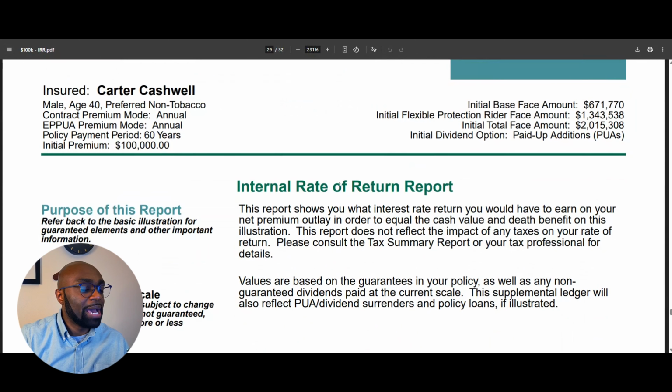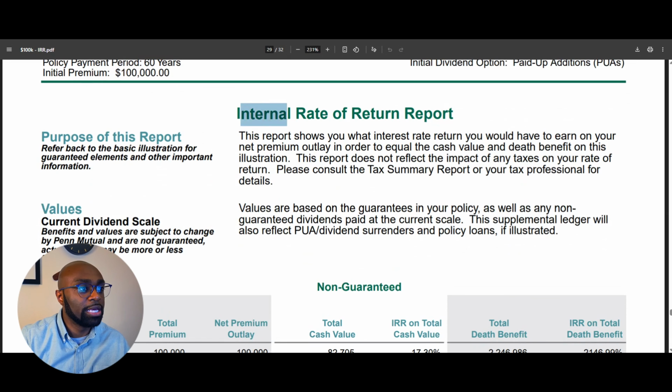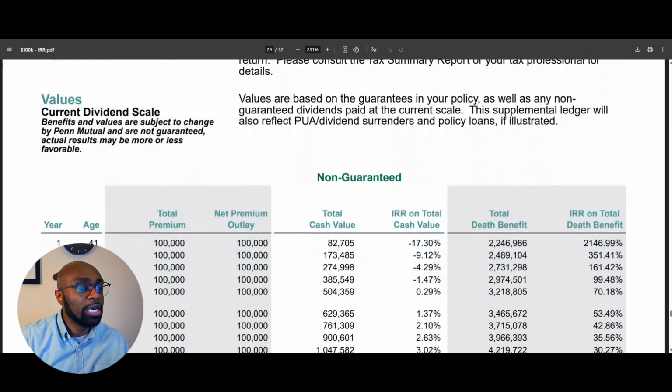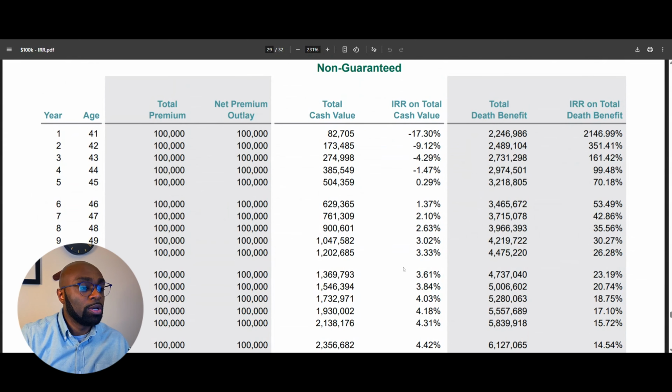All right, so we're back at the same illustration we were looking at before. The only difference is we're now looking at the internal rate of return reports. If you scroll down, we were looking at year 10 before, so now we're going to look at year 10 again. We still have the same premium outlay and the same total cash value, but the only difference is we're seeing a 3.33% internal rate of return on total cash value.